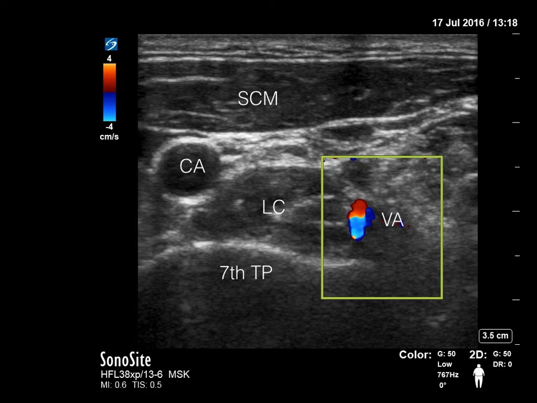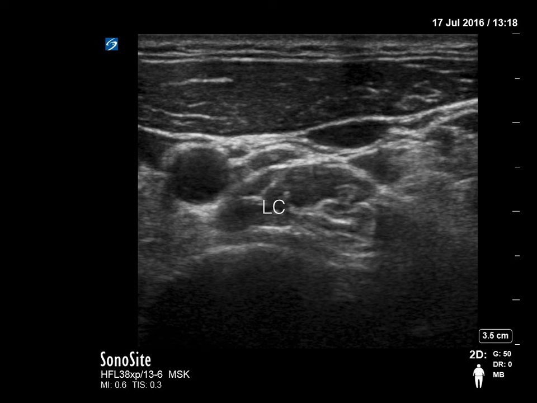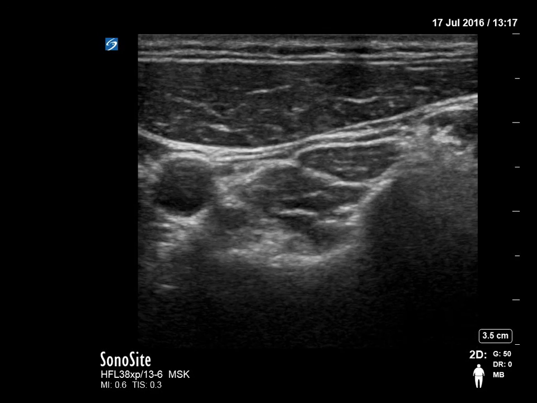Some books say the stellate ganglion might lie below the fascia of the longus colli muscle, and some say that it is in the fascia, and some say it is above the fascia. So this is how you do it. This is the longus colli muscle.